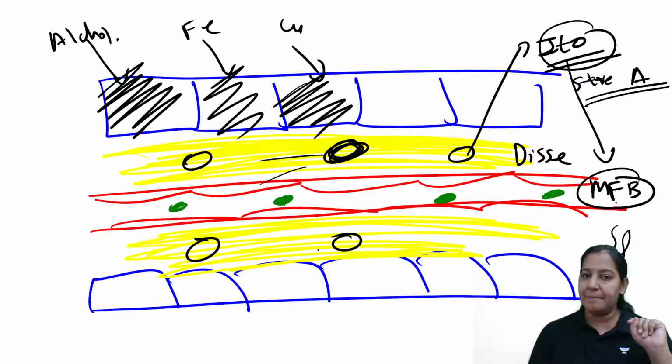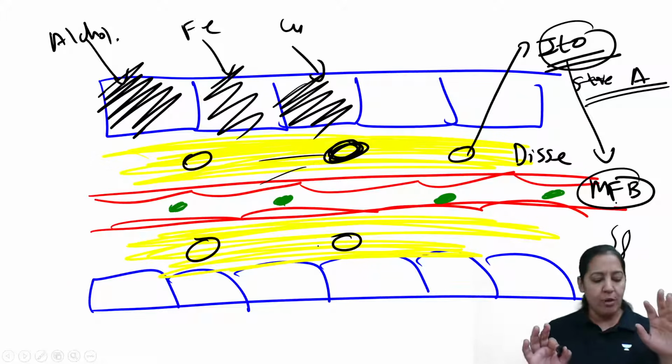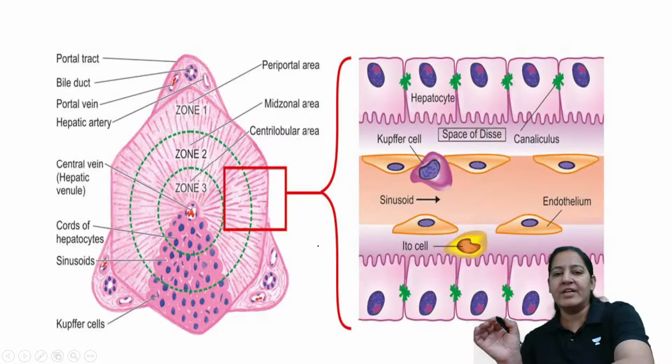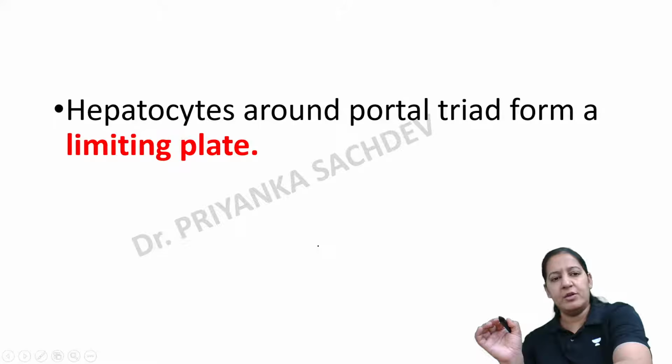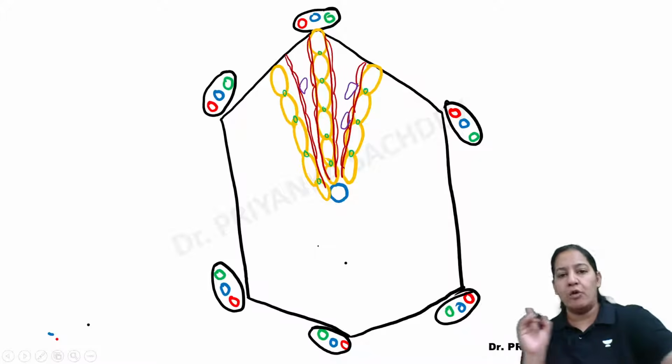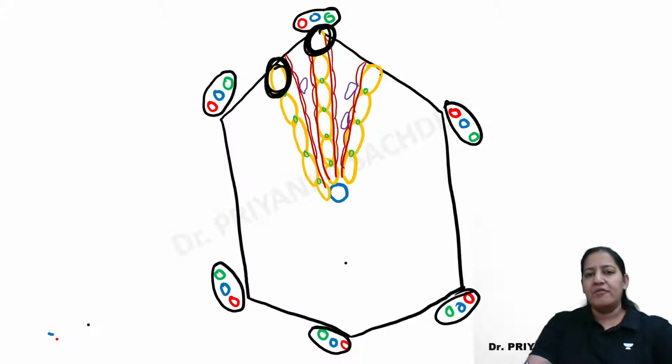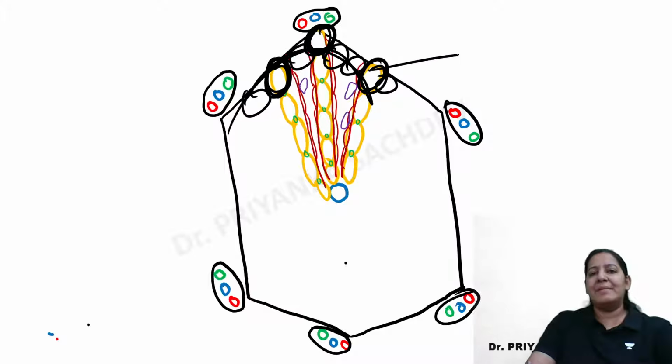First, everyone give me a thumbs up. Have you got it? So this is all about the normal histology of the liver, right? In the normal histology of the liver, you found out what is the space of Disse. Now one more thing. Can you see this? From this cord, this is the first hepatocyte. From this cord, this is the first hepatocyte. So the first hepatocyte of all the cords is known as the limiting plate.